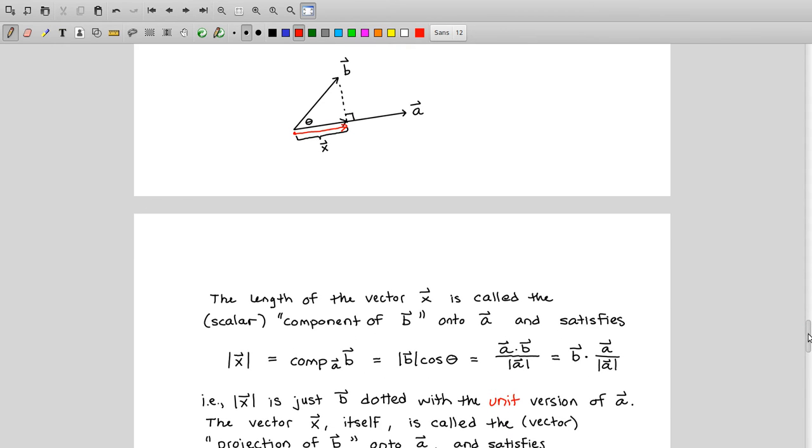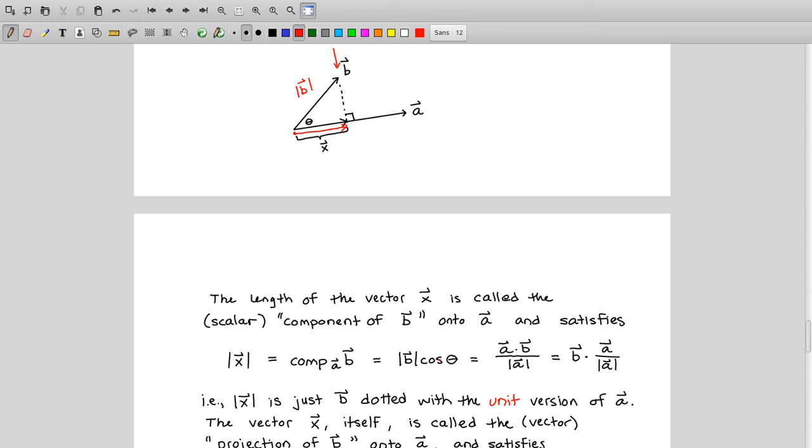As it says here in the notes, the length of this vector x is called the component of the vector b onto a, right? The length of the shadow on a. If you shine a flashlight down in this right angle direction that's perpendicular to a. Okay, so one way we can go about this is to think about it in terms of trigonometry. So what is the length of x? If we call this right here length b, then the length of x is just length b cosine theta. That's a basic trigonometric relationship.